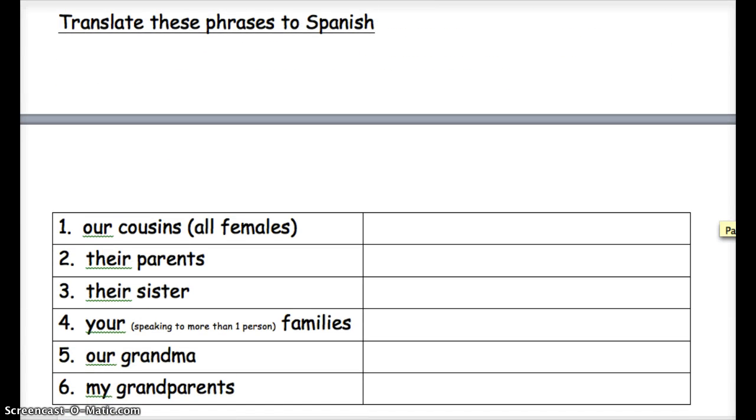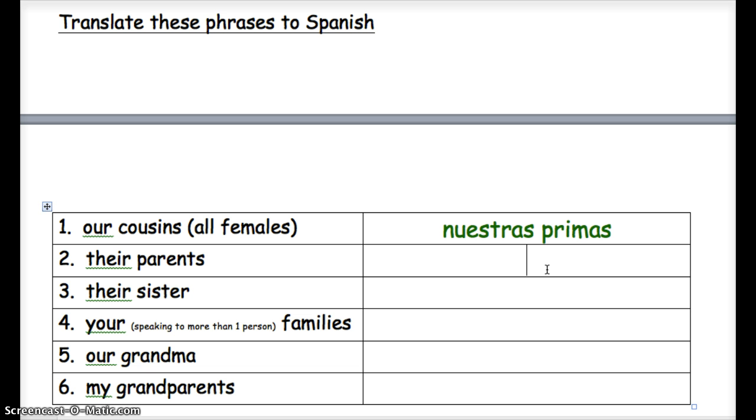Ahora chicos, más práctica. Our cousins. They're all females, so it should be primas. Now let's worry about the our. Our is nuestro, but we have to make it agree with primas, feminine and plural. Nuestras primas.